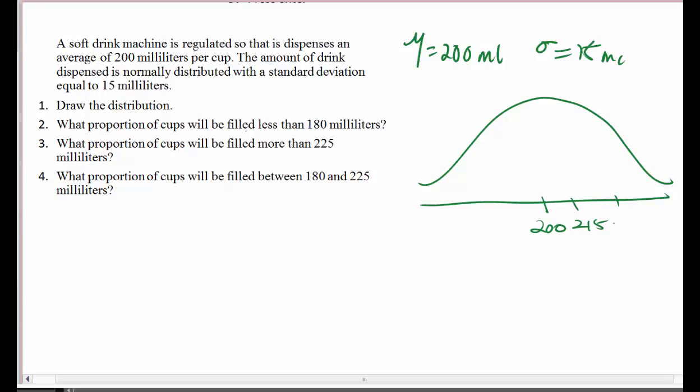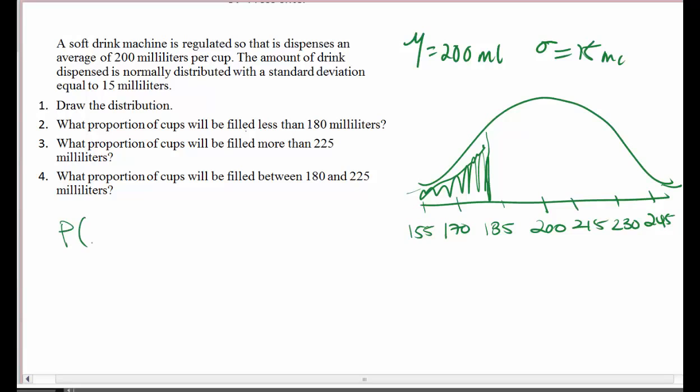and we want to draw in our 3 standard deviations up from the mean and the 3 standard deviations down from the mean. An approximate drawing, and then we can easily answer these problems. It says what proportion of cups will be filled less than 180 milliliters. So the first step is to shade in the proportion that we're curious about. This is what we want, and so we can kind of get an idea of what the answer should be.